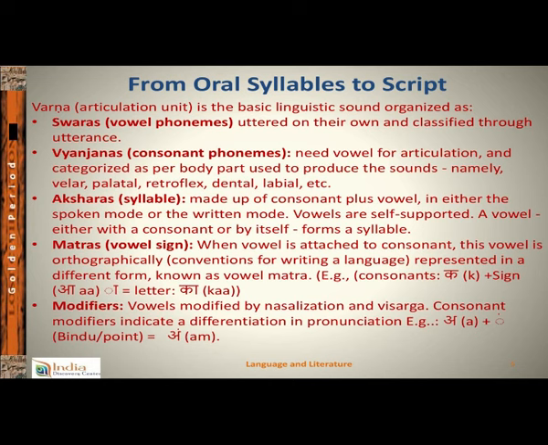Now, I'm just trying to give you an idea of how speech becomes script. One of the two examples I have listed here is the vowel sign. When a vowel is attached to a consonant, the vowel is orthographically represented in a different form known as matra. That's the concept here. There's a consonant called k, and the vowel called a. When you add them together, you say ka, not k, ka. This is how it is represented when you are writing in a script. This is one way of representing your speech sound in the script, so that when you're reading, you're able to understand what it really meant when the person spoke.